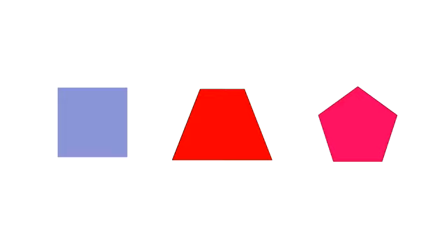This is a little trickier. Which shape is in the middle? Yeah, a trapezoid. Which shape is on the right? The pentagon. Good job. And which shape is on the left? Yeah, the square.